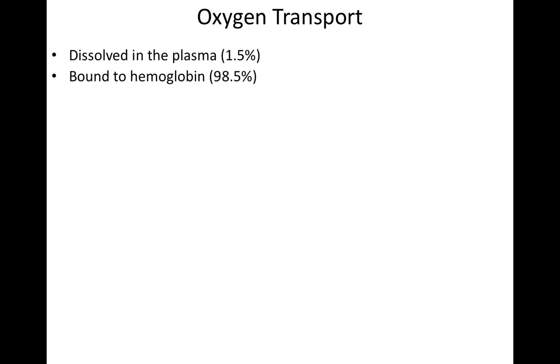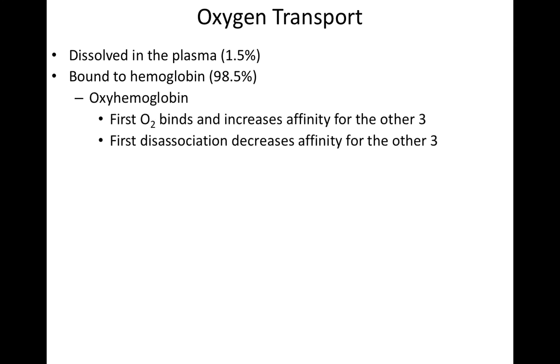Okay, so now we're going to talk about the actual gases, starting with oxygen because it's very simple. When oxygen is being transported in the blood, there is a very, very small amount dissolved in the plasma. Again, it's not terribly soluble. The majority of it is bound to hemoglobin, and that's going to form what's called oxyhemoglobin. As soon as the first oxygen binds, it's going to increase the affinity for the other three, just as the first oxygen that disassociates decreases the affinity for the other three. So once you have one bound, it's more likely to have all of them bound.